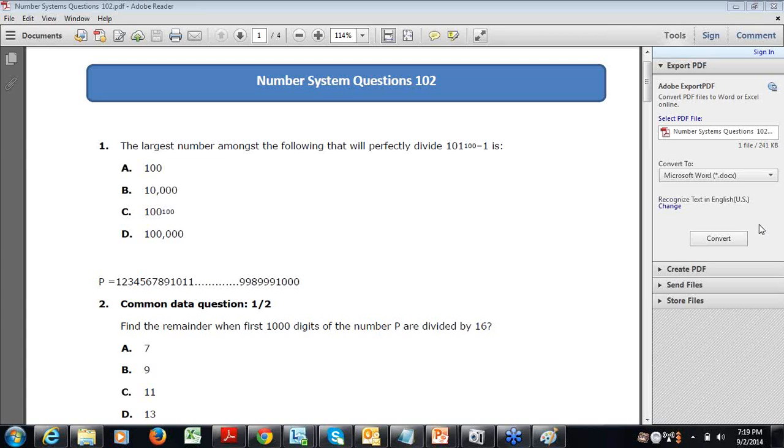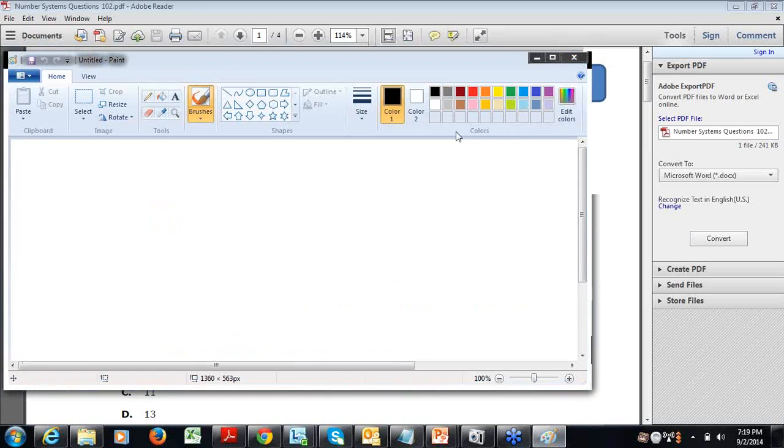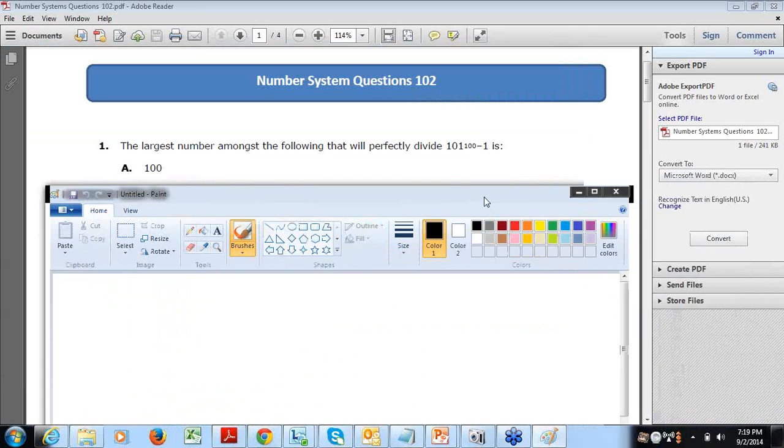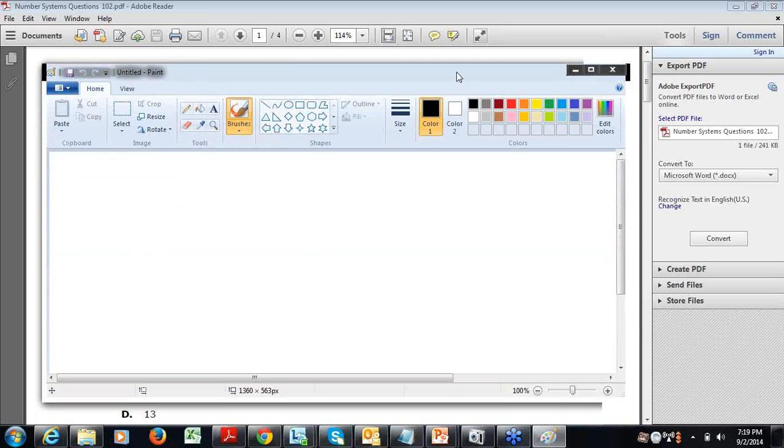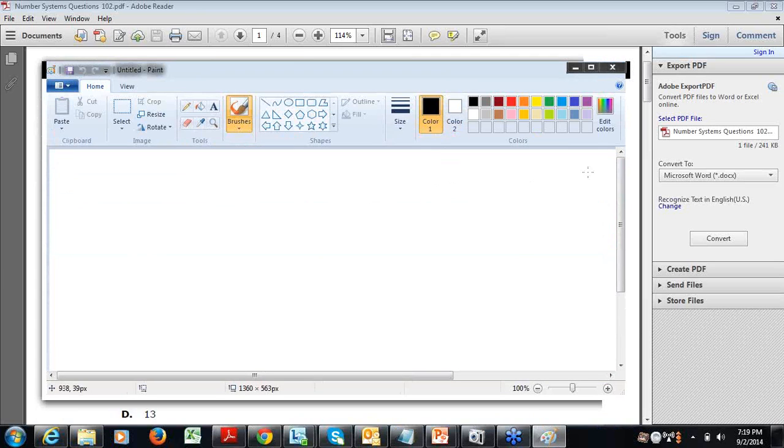So the first is a little tricky question. Those who have not received the question can get on the chat window. Let me put it once again in the chat window so you can see. Okay guys, so question number 1, what does it say? It says the largest among the following that will perfectly divide 101 to the power 100 minus 1.